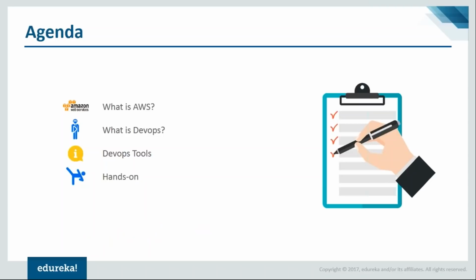So first in this session, we are going to discuss what is AWS and then move on to discuss what is DevOps. After that, we are going to discuss some of the most prominent tools of DevOps which are used in the industry, such as Docker, such as Selenium, such as Jenkins, etc. And I'm going to show you guys how you can use these tools together to form the development lifecycle.